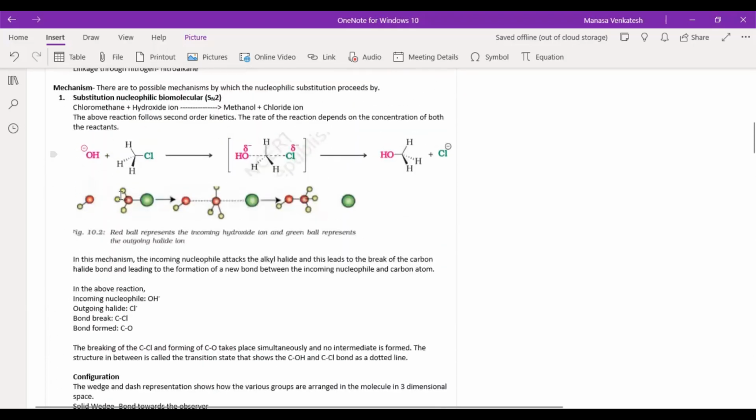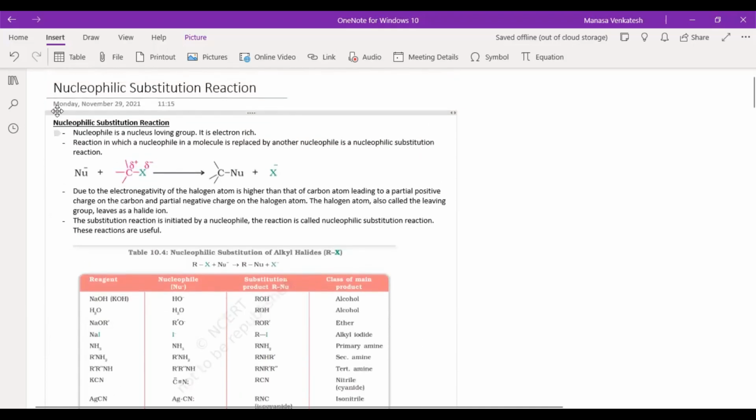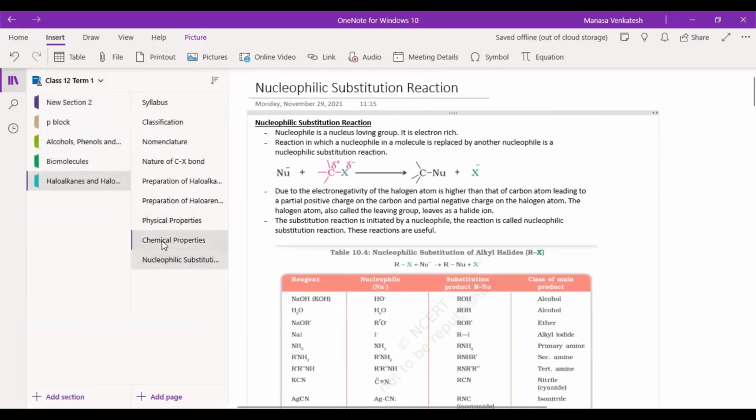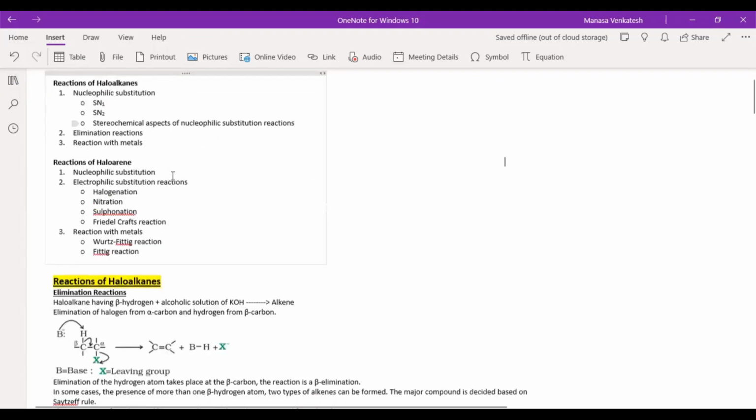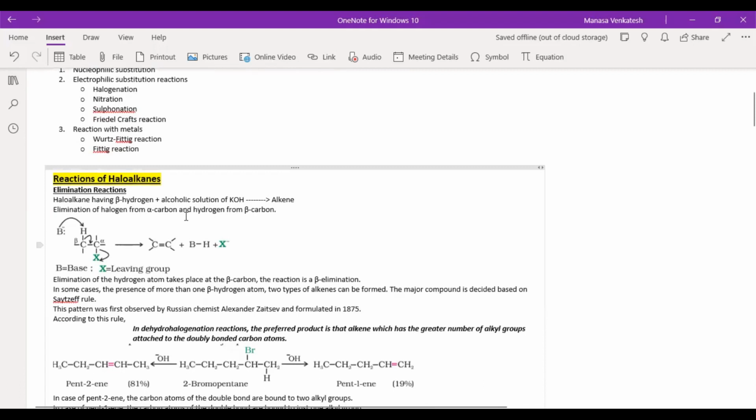Now, with that, we're done with the nucleophilic substitution reaction. This was just to give you an overview. I will be uploading a video in detail about nucleophilic substitution reaction because I found it very difficult when I was in grade 12. So let's start with elimination reactions.